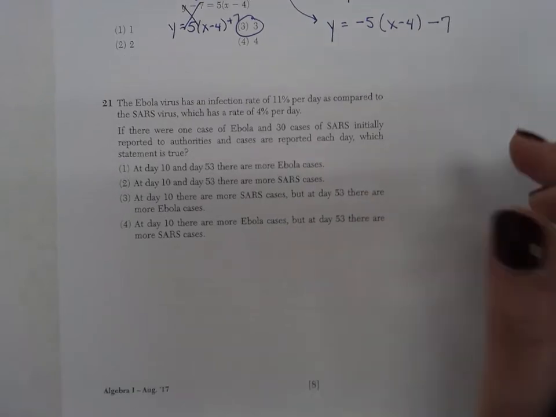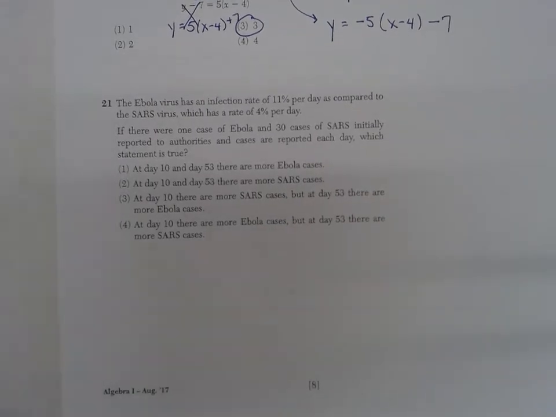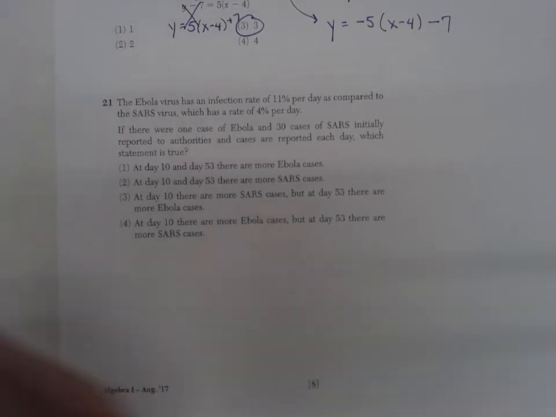21. The Ebola virus has an infection rate of 11% per day as compared to the SARS virus, which has a rate of 4% per day. If there were 1 case of Ebola and 30 cases of SARS initially reported to authorities, and cases are reported each day, which statement is true? Okay, this one's going to be a little bit of work.